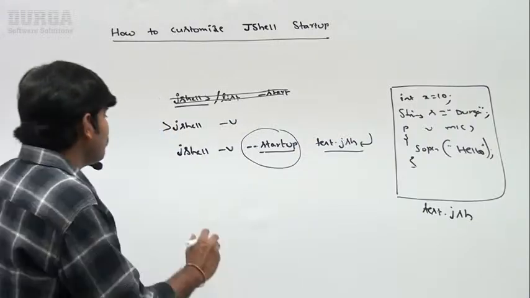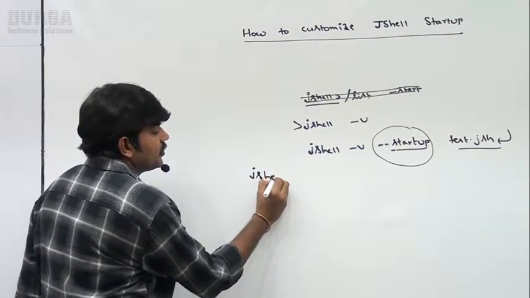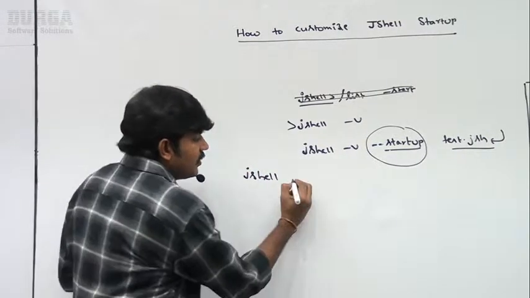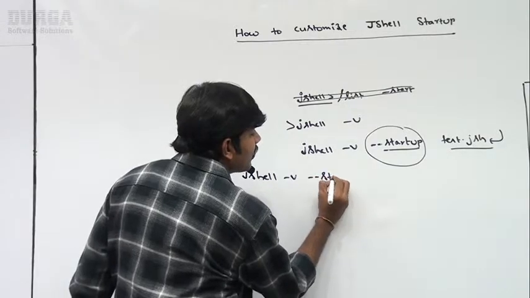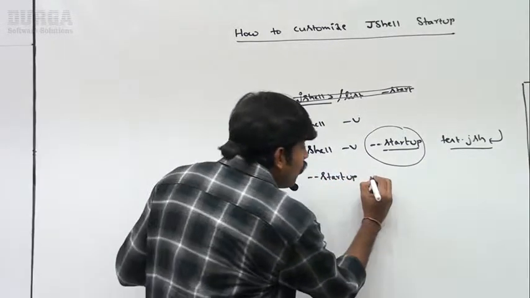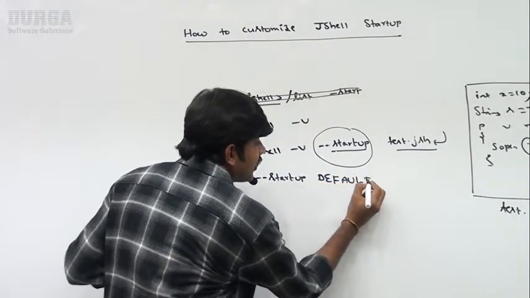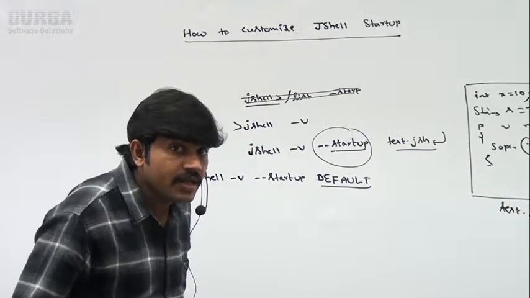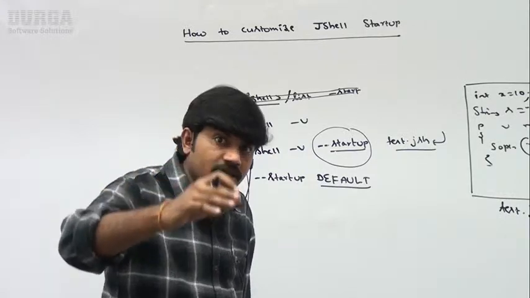Yes, very simple. Open your JShell like this: jshell -v -startup. Now what do you have to take? Default. Are you getting it? What is the word? Can you spell it out? Default. Default means, hey, I want the default startup snippets.